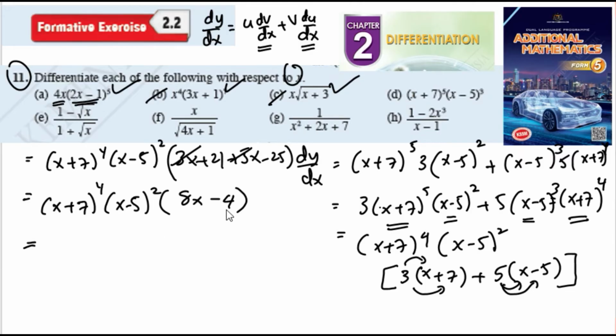So you see here you can factorize 4 out. So here I just bring it forward, I factorize 4, and then I'm left with 8x divided by 4, we get 2x, negative 4 divided by 4, we get negative 1. So here x plus 7 power of 4, x minus 5 power of 2.